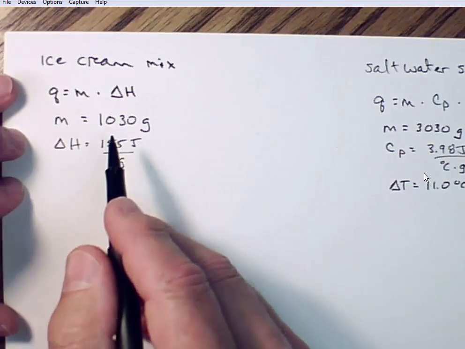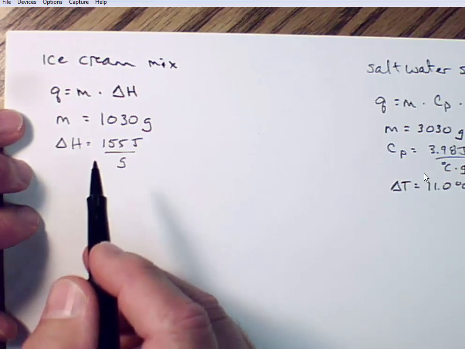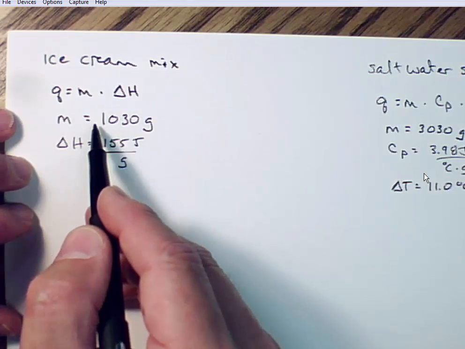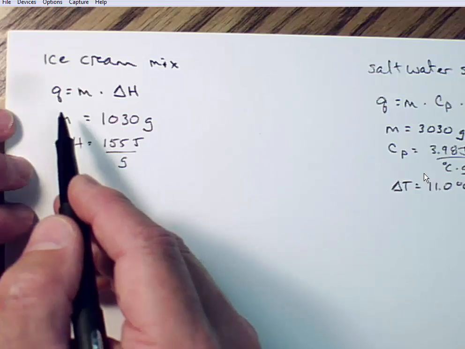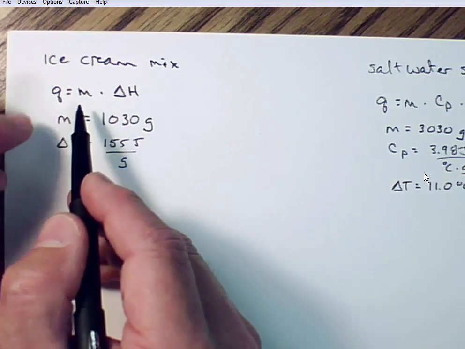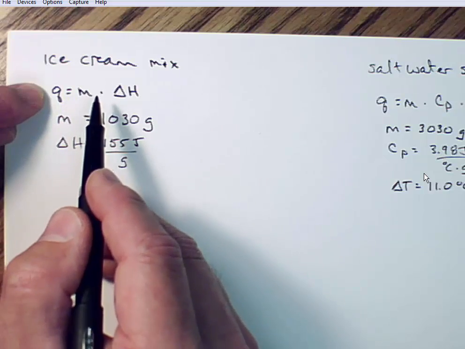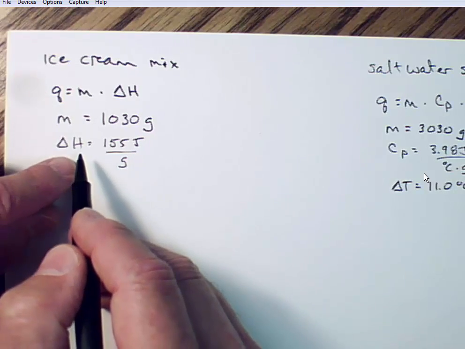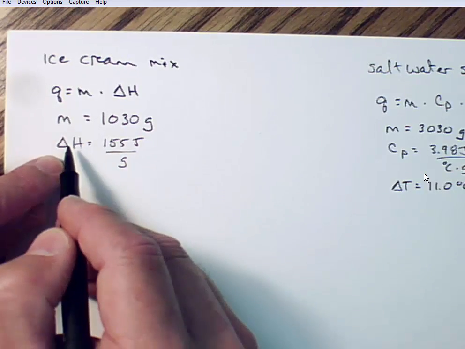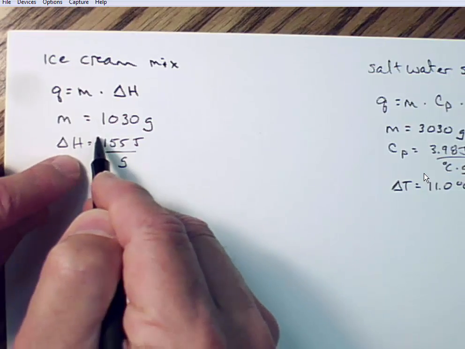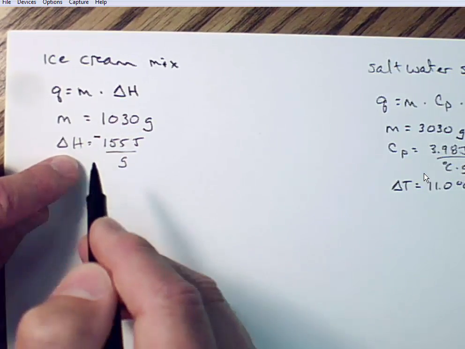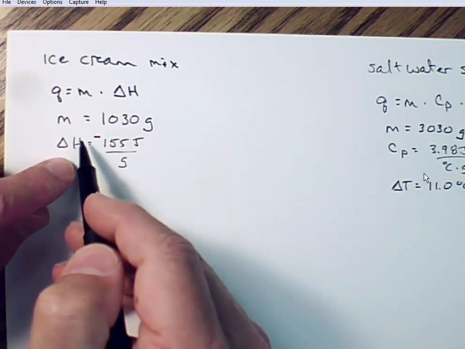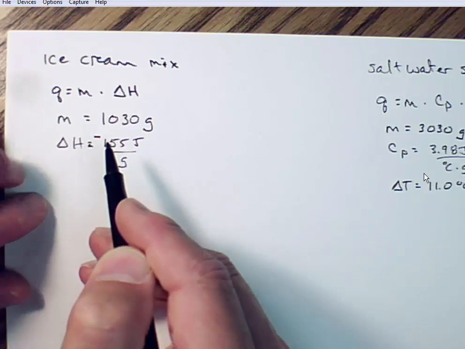So let's calculate the ice cream mix values. What we need is to be able to freeze this entire mass of ice cream mix. All we're going to do is calculate this right here to find out how much energy has to be removed to freeze all the ice cream mix. Now, when we're freezing, we're taking energy out, so delta H is going to be a negative term. Anytime you're taking energy away, the enthalpy, or stored energy in the system, is going down.